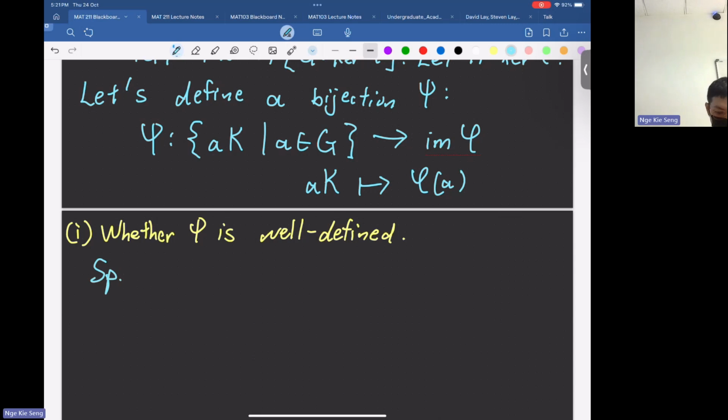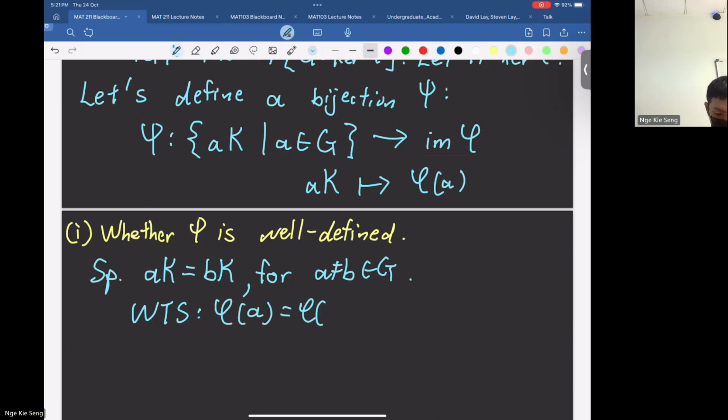Suppose AK equals BK for, let's say, A not equal to B in G. We want to show that phi A equals phi B. So this is the other direction of injective. Because to be injective, you show what? Suppose the image is the same, they have to come from the same pre-image. So this is to show it is well defined. Let's show it first, and then I will tell you why we need to do this.